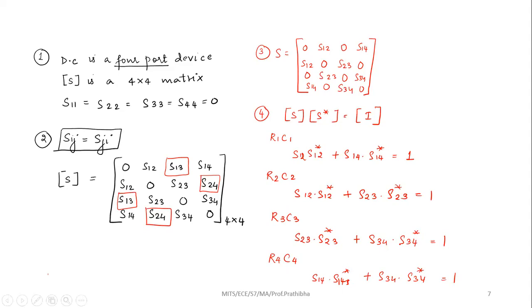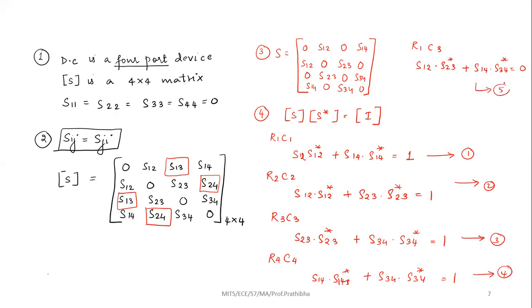I'm also taking one more row, that is I'm taking R1C3. So I'm doing S12 into S23 conjugate plus S14 into S34 conjugate is equal to 0. So we have taken 4 equations here. I hope you mark them. 1, 2, 3, 4, and yes, one more, that is the 5th equation. So we have 5 equations with us: R1C1, R2C2, R3C3, R4C4, and R1C3. And using these equations, we will draw some conclusions.